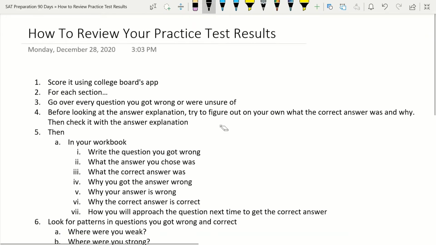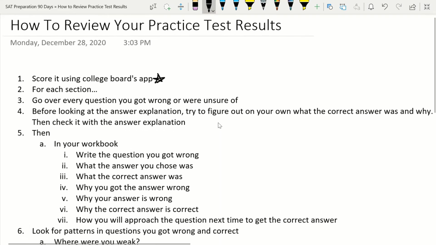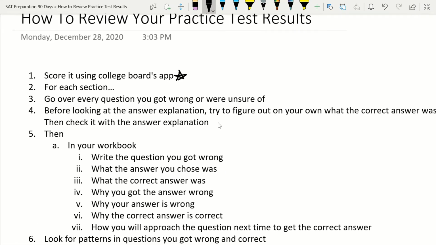The first thing that you're going to do is you are going to score your practice test using the College Board's app. Okay, so if you wrote your answers down on the bubble sheet like you were supposed to, then you can take a picture with College Board's app of your pages from your bubble sheet and it will automatically score it based on the practice test that you input. So you'll take your pictures, you'll enter in that you took practice test 5 and it will score it for you. So that's very easy. It makes it so you don't have to manually score it. It just does it automatically by taking that picture.